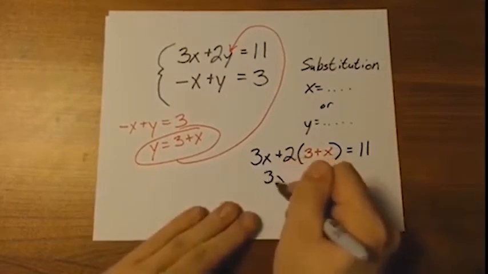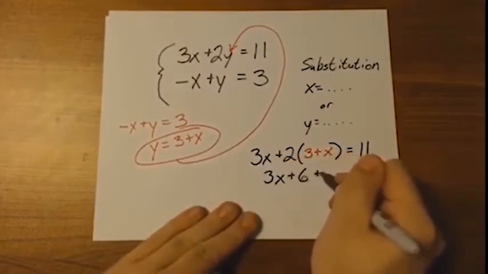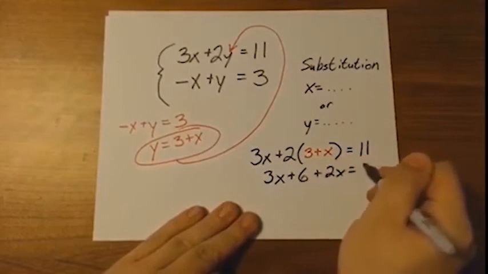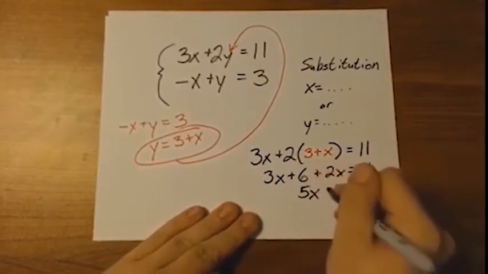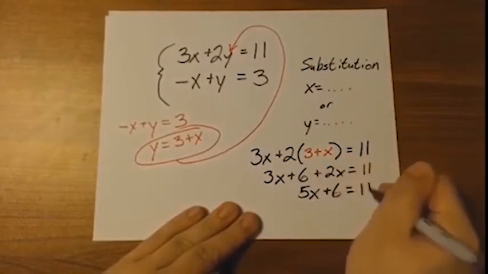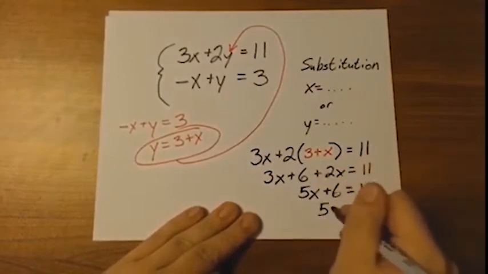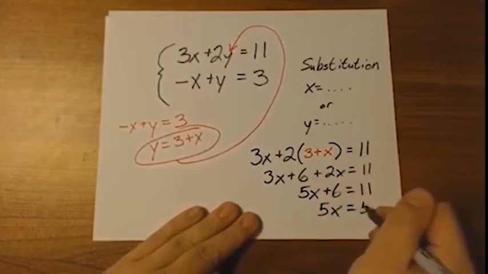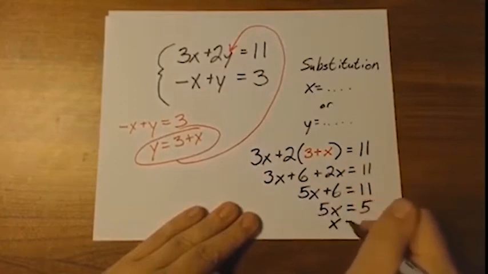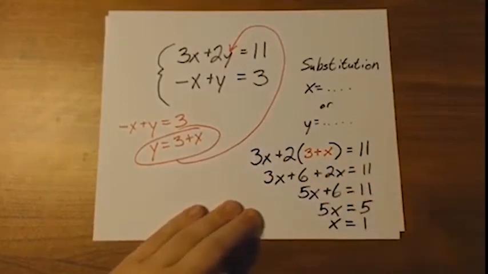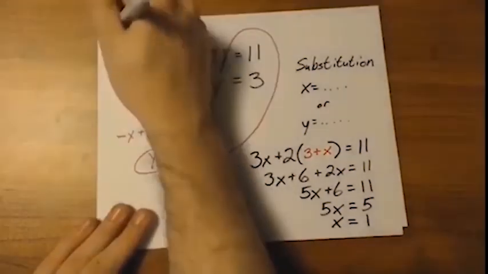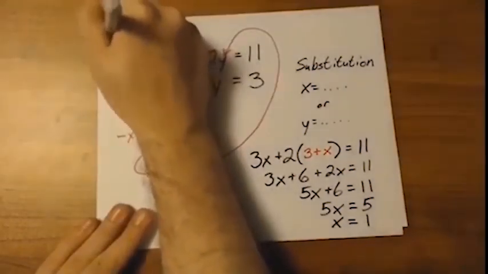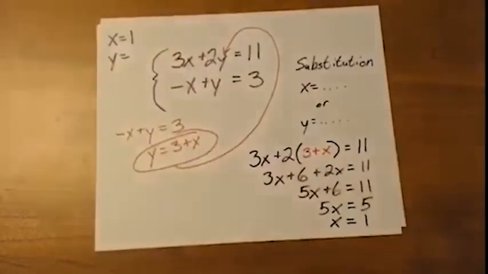So now 3x plus 6 plus 2x equals 11, which means 5x plus 6 equals 11. 5x equals 5. So we get x equals 1. We're not done though, because we need x and y. We have x equals 1. We don't know what y is yet.